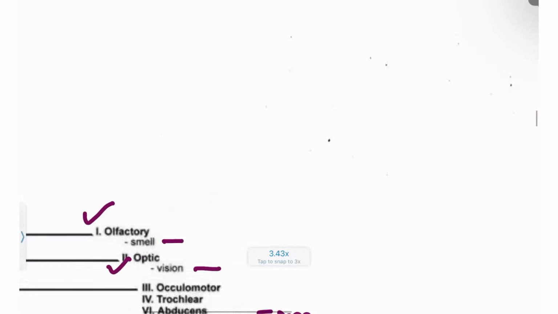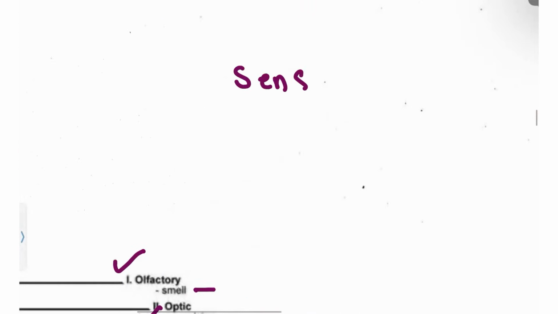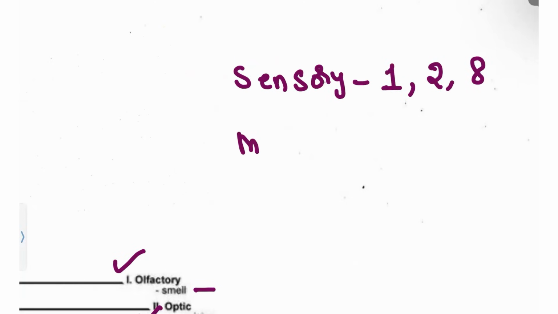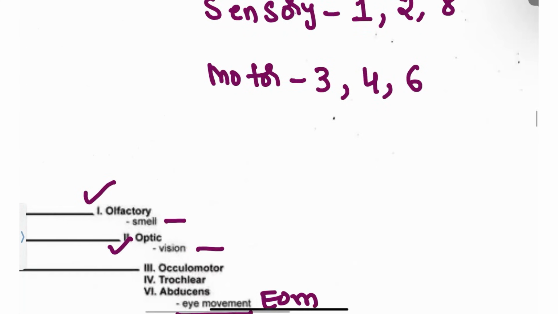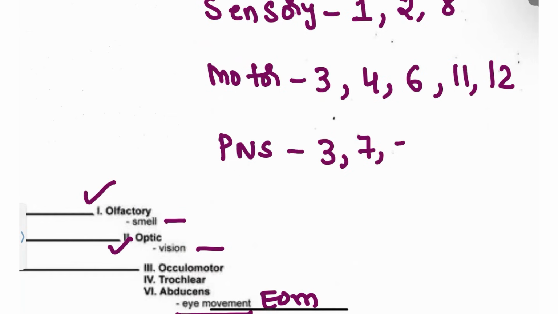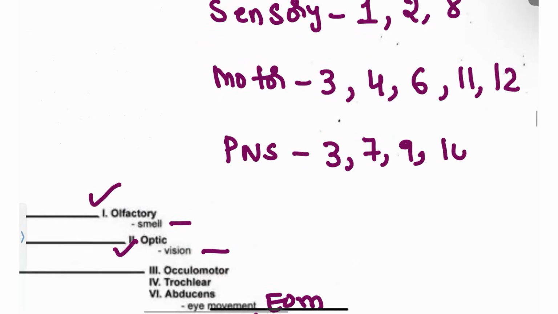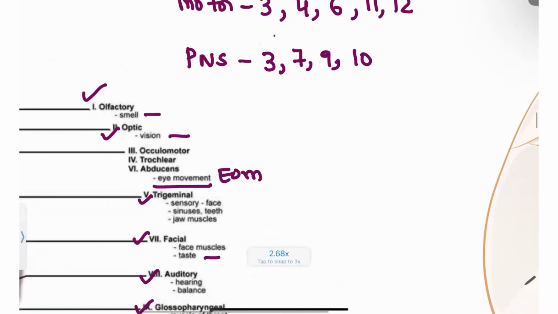So the sensory pathway. Mostly the sensory supply is given by the first, olfactory, and optic, and also vestibulocochlear. Next, motor. Motor is your extraocular muscles, the third one oculomotor, and also abducens, and the other one trochlear. These are the three motor. Along with that, hypoglossal and spinal accessory nerves. And parasympathetic nervous system, that is connected with the third cranial nerve, seventh cranial nerve, and ninth and 10th cranial nerves. These are present in the parasympathetic nervous system pathway.